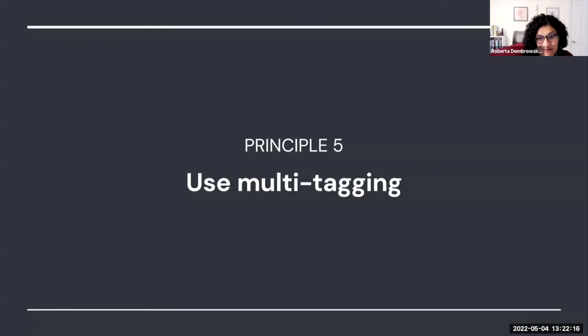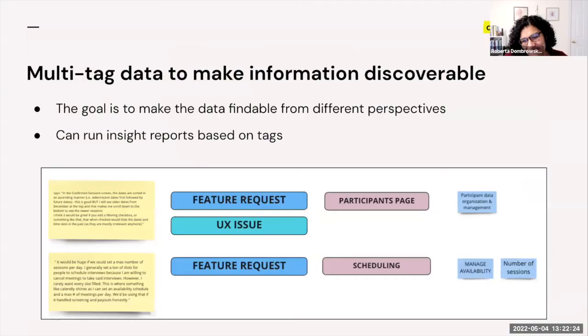Which brings us to principle 5, which is use multi-tagging. Super important. Sina, if you can share the next slide. Yes. So one of the things is that by using multiple tags, you can make the data that's in your research repository more accessible, more searchable, findable for the team.